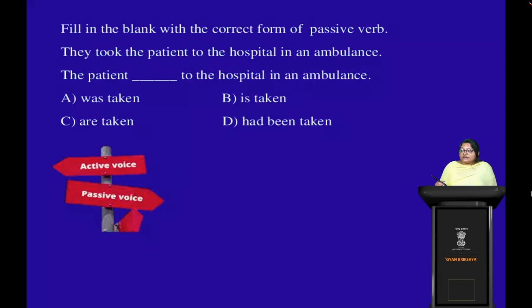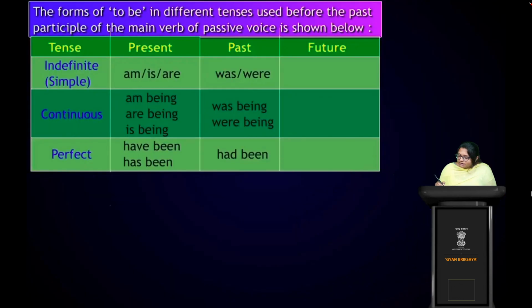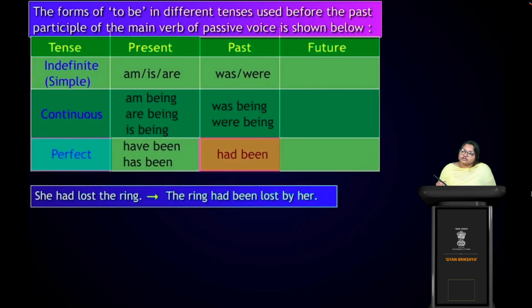So now past perfect. So past perfect is had been. Simple. Had been. Okay, now let's look at the examples. She had lost the ring. Okay, the ring had been lost by her. So whenever there is a had, it changes to had been. It is B double E N. And in case of continuous, it is B E I N G. Please don't confuse. Okay, B E I N G or B double E N. The ring had been lost by her.